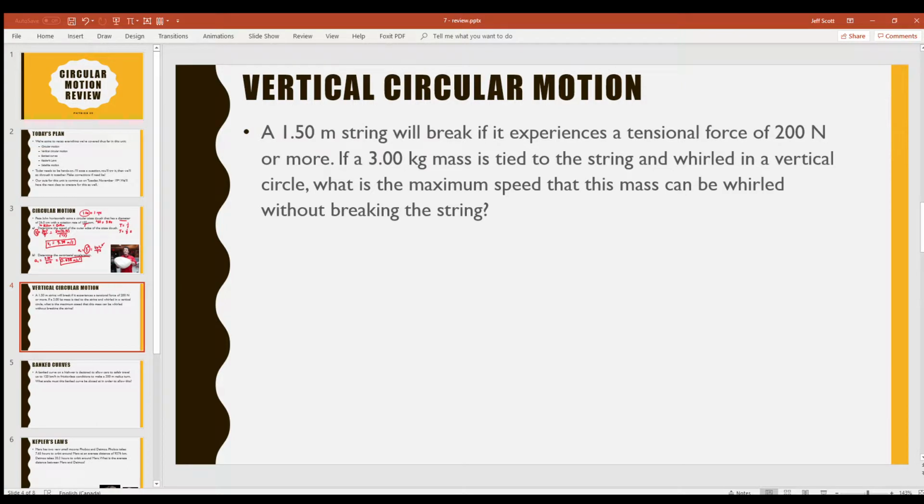Okay, so this next question is a vertical circular motion question. Just pause the video here so you can copy the question down and give it a try.